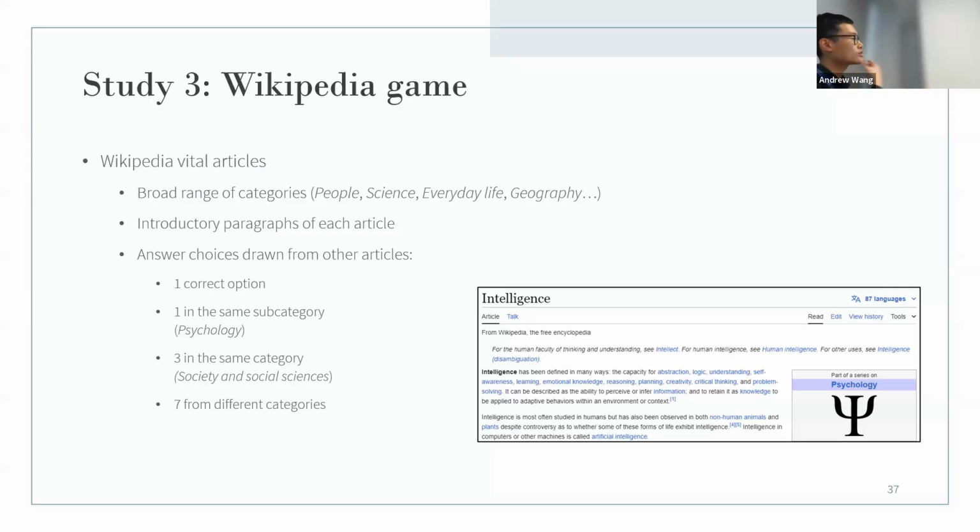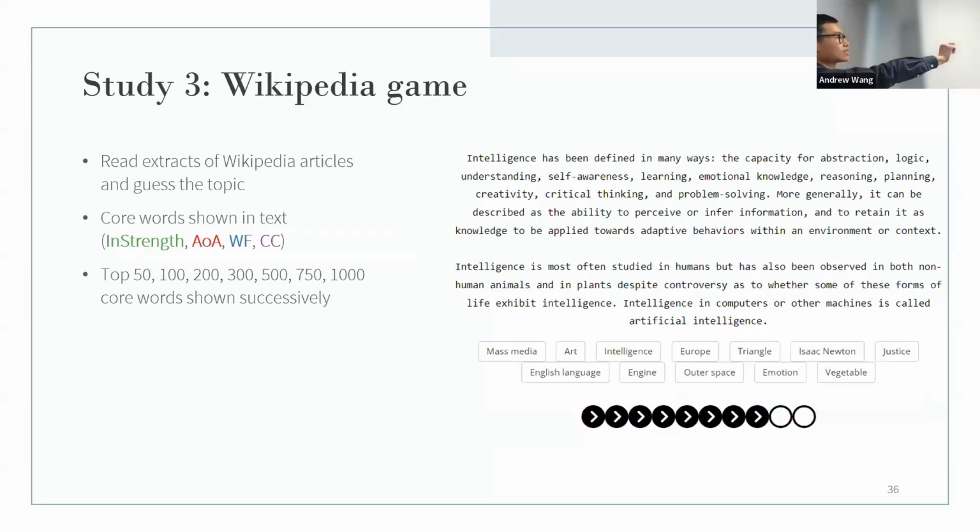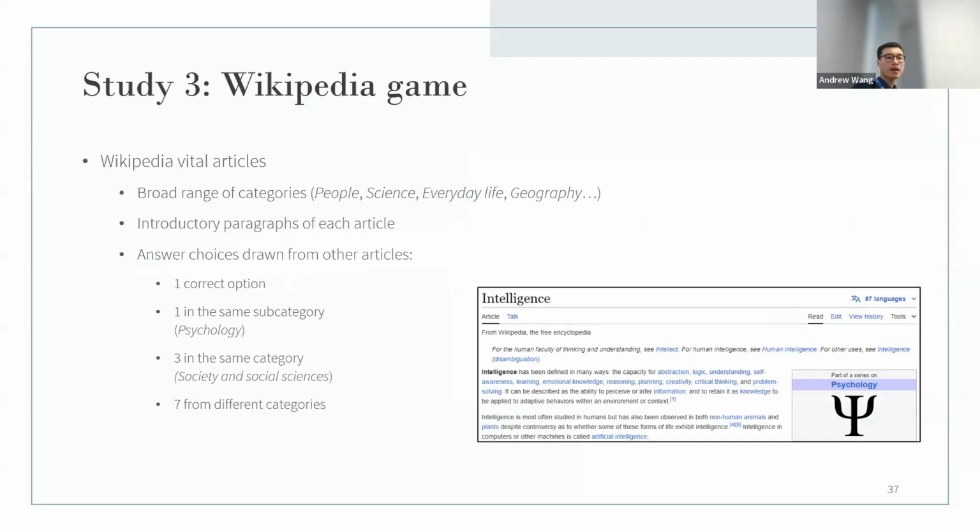And then we also drew the answer choices. We had 12 answer choices for each article. We drew those answer choices from the other articles. So we always had one correct option, one option that was in the same subcategory, 3 options in the same category but a different subcategory, and 7 from different categories across the vital articles.